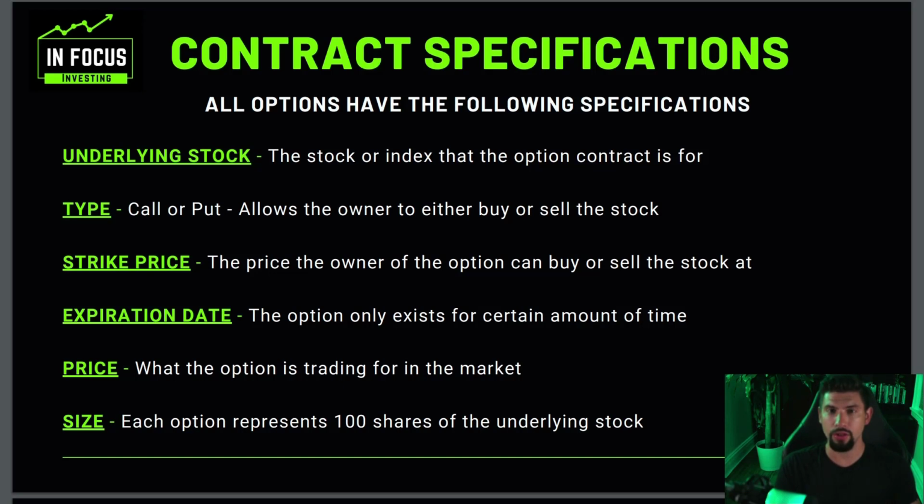So if you buy the call and the value goes up, you're in profit. If you buy the put and the value goes down, you're in profit as well. So you can make money on both sides of the equation.